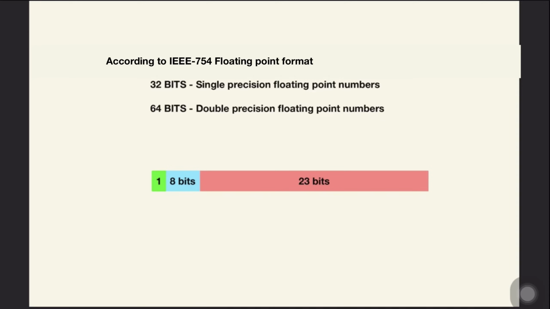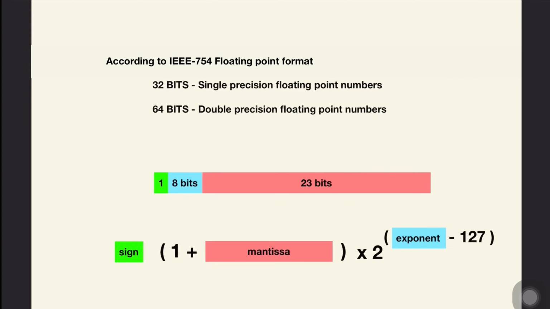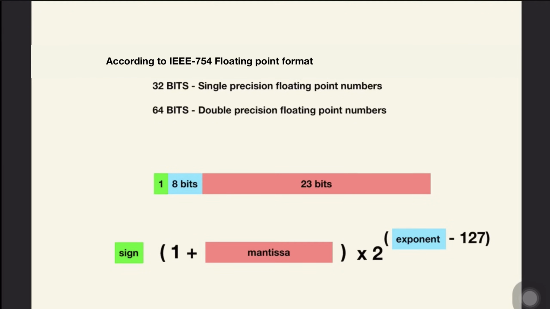Instead of using the entire 32 bits to represent one number, we are going to break these bits into 3 parts. The first bit here represents the sign of the number. The next 8 bits represent the exponent, which is 2 to the power of something, while the remaining 23 bits represent the Mantissa, which is the actual body of the number. We use the sign, the Mantissa, and the exponent in an equation like this to construct a floating point number.